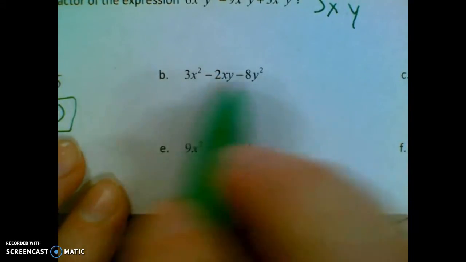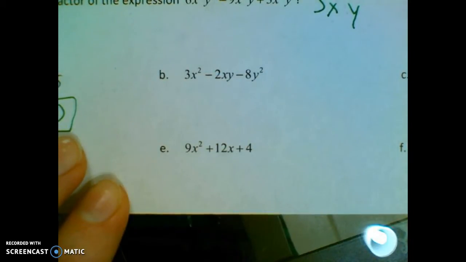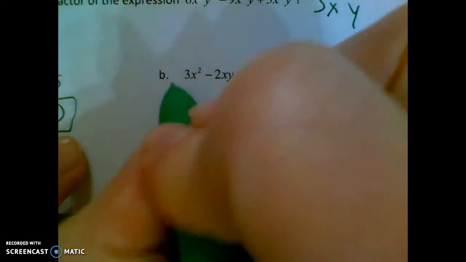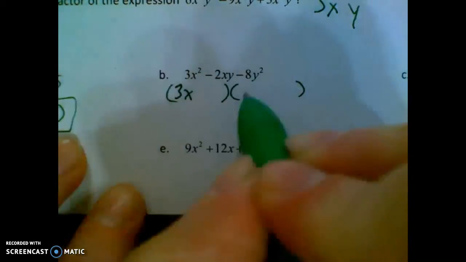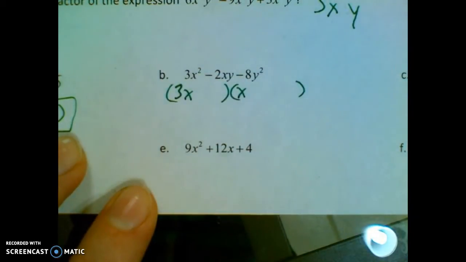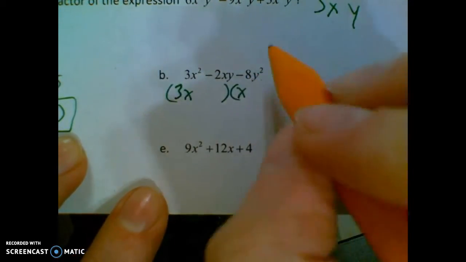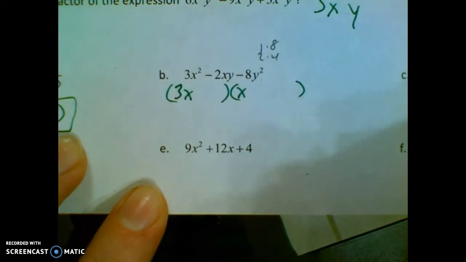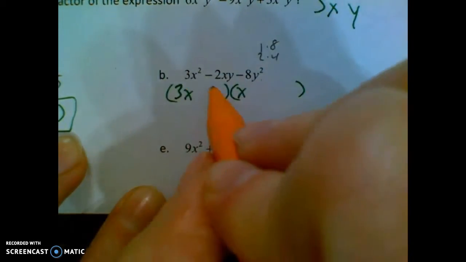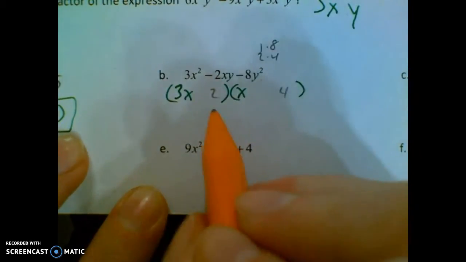Okay, question B. This guy, there is no GCF, so you can do house method. I'm just going to go ahead and guess and check again. Again, it's not too much work. 3x and x don't really give me that many options. How do I get 8y squared? Well, it's either 1 and 8 or 2 and 4. So I don't really have that many options to check. I'm just going to try 2 and 4, because it's usually the closer together options.